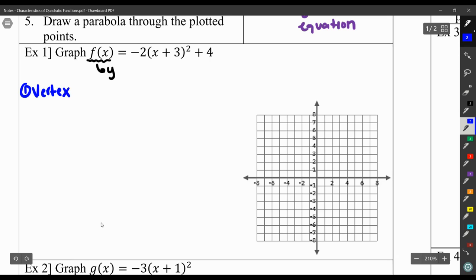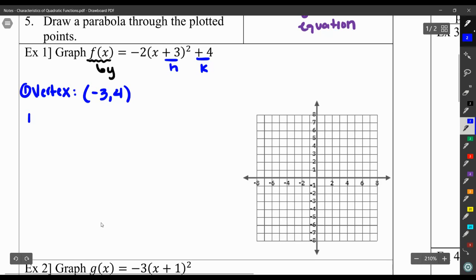Basically, you have to have a vertex and two other points to graph a quadratic. So since this is in vertex form, the vertex is easy to find. This is your h, this is your k. So the vertex is going to be (-3, 4). The h is always opposite what it looks like in the equation. So since this says +3, my h is really a -3.